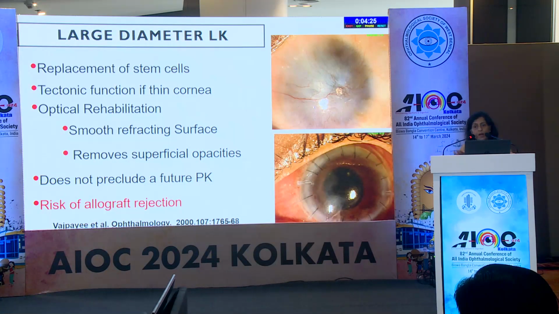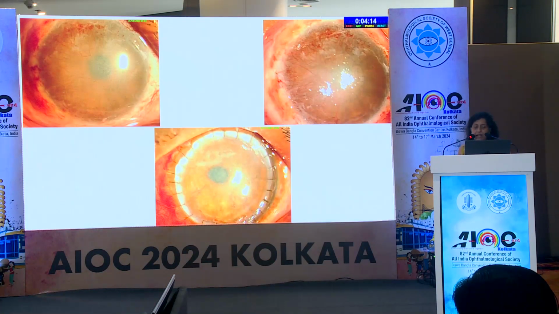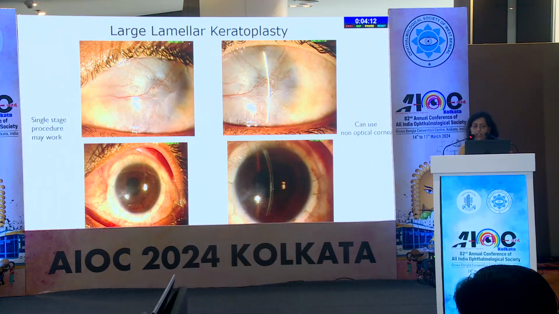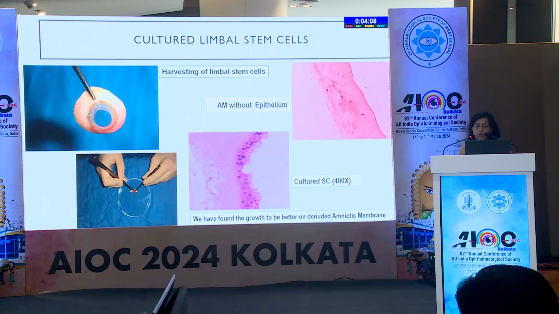So if you want to do a one-stage procedure, you can do a large LK, so a younger donor where you include the limbus and you suture it in. And then if later it does fail, you can do a simple penetrating keratoplasty later on. So these are a few examples of large LK. So large lamellar keratoplasty, this is useful if you have a thin cornea.